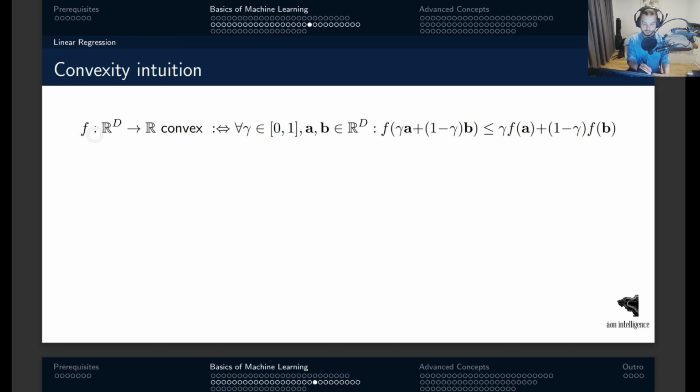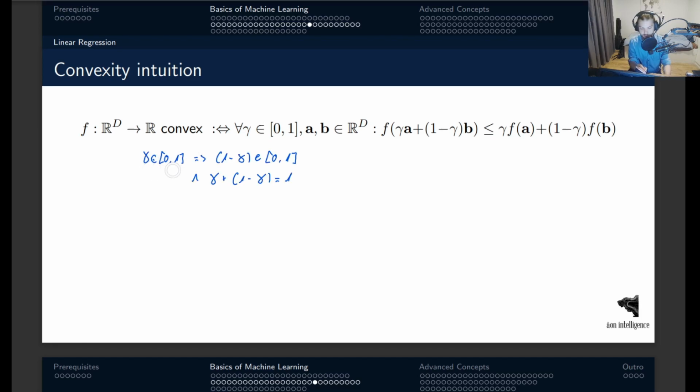So a function f that maps from Rd to the reals is called convex if and only if for every scalar gamma in the unit interval and every vector pair A, B in Rd, the following inequality holds. F of gamma times A plus 1 minus gamma times B should always be smaller or equal than gamma times f of A plus 1 minus gamma times f of B. So we've encountered this before, but what does it mean actually?